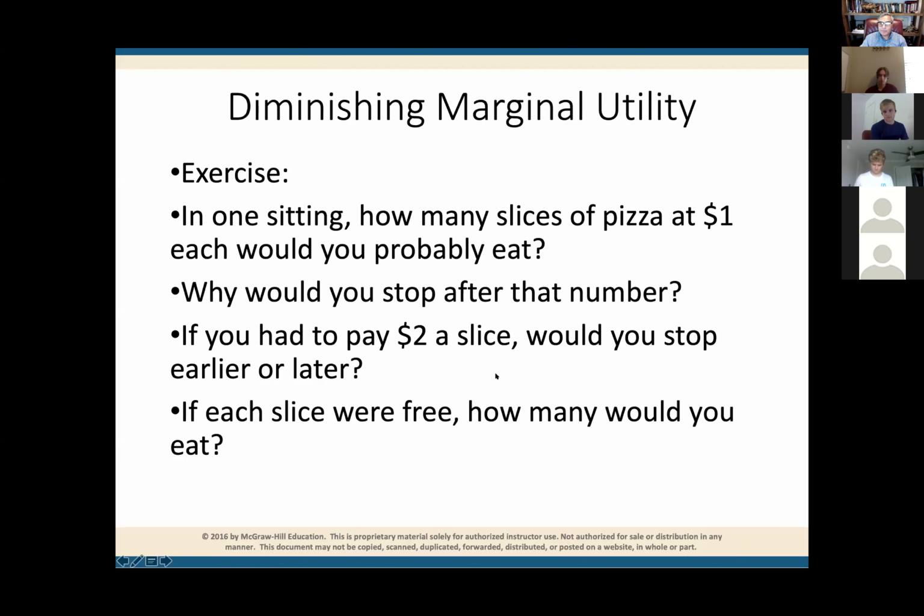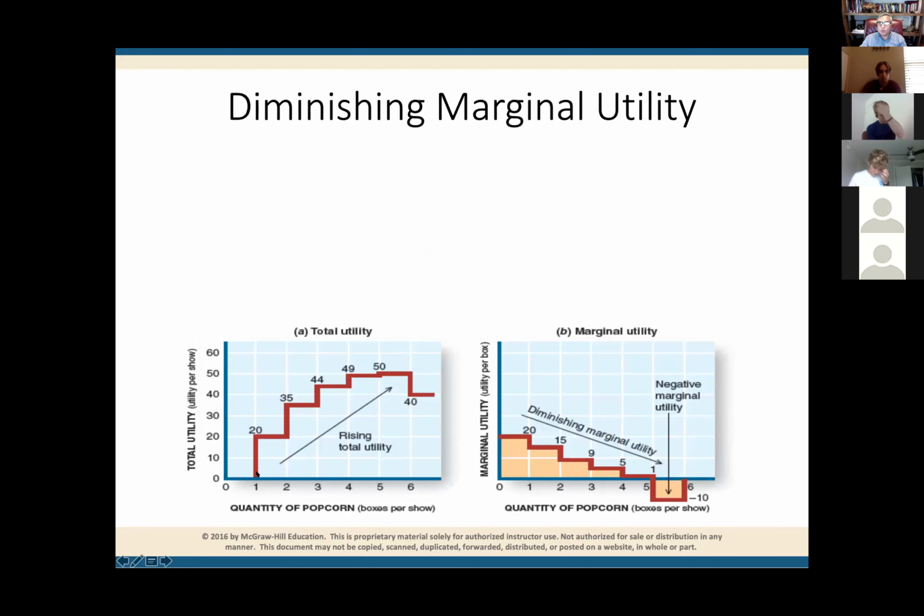Right? So if it was free, I will keep eating until I get no satisfaction out of the last slice. As you can see, my satisfaction is always increasing for consuming something, but it's increasing at a diminishing rate. In this case, for example, this is boxes of popcorn. One box will give me 20 units of satisfaction. The second one will only give me 15 more, and then 9 more, and then 5 more, and then 1 more. After that, if I eat more than 6 boxes of popcorn, I'm going to start getting sick and there will be no satisfaction.